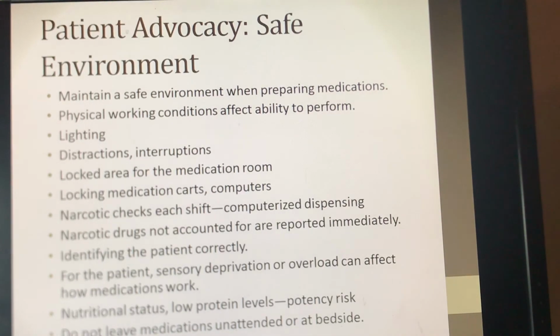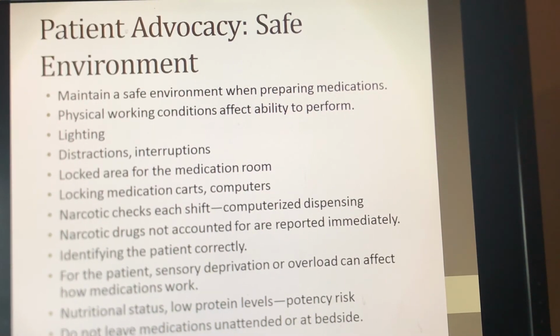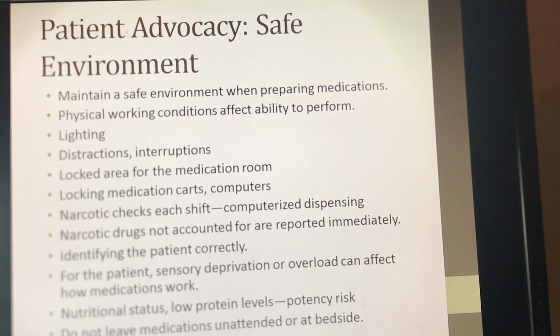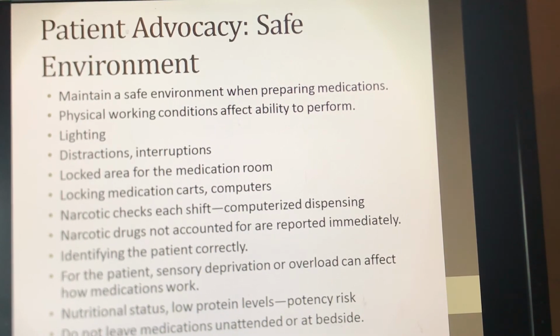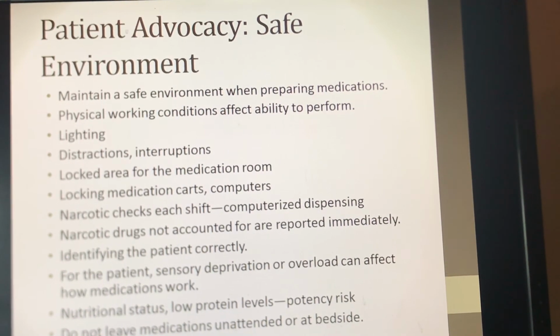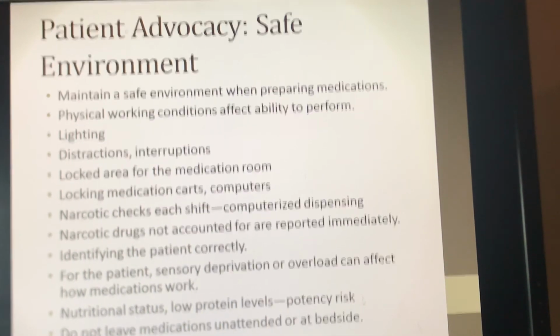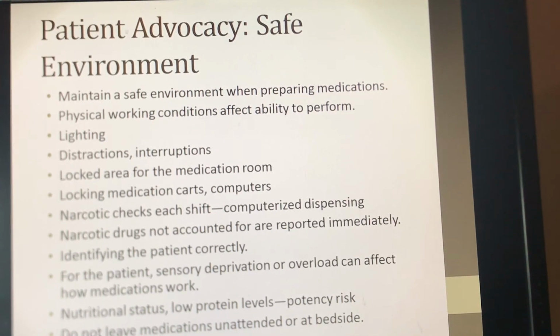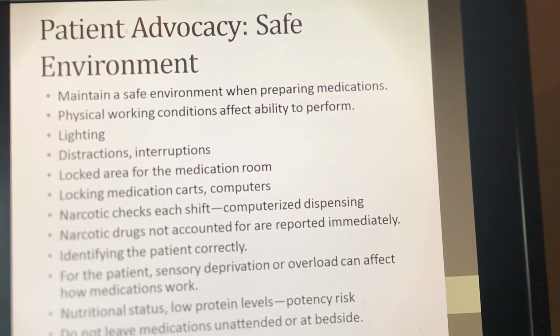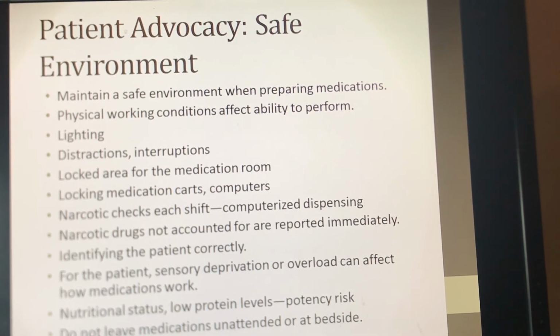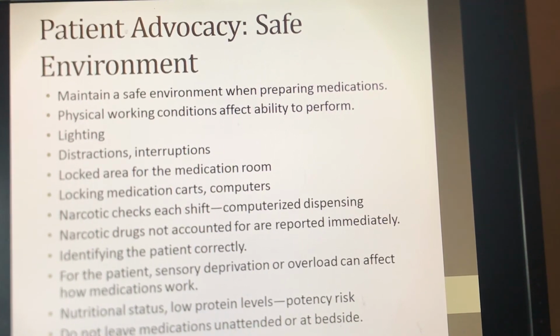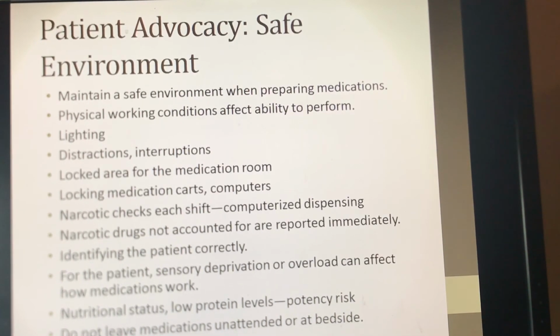Here we go, your safe environment. Okay, are you safe when you're preparing medications? Do you have working conditions that allow you to do that? Are there distractions? How's the lighting? Is there a locked area for medication? If you have a med room, do you lock medication carts and computers, or do you leave your computers wide open so that anybody can come in and take a look at patients' information? Your narcotic checks on every shift, you've got to make sure that's set up and that matches the computerized dispensing unit that you're using. Narcotic drugs that are not accounted for are reported immediately. Otherwise, it looks like whoever didn't return it took it.